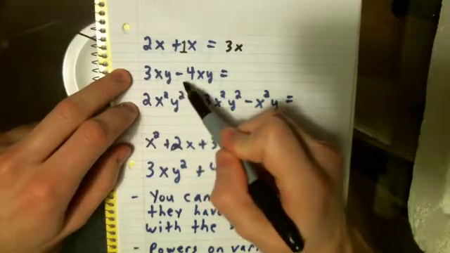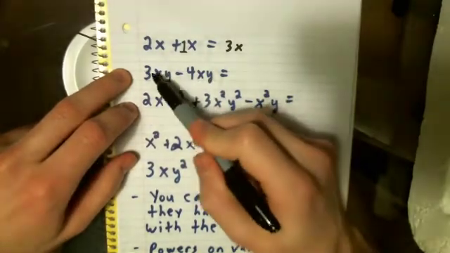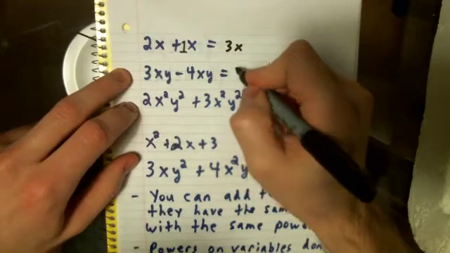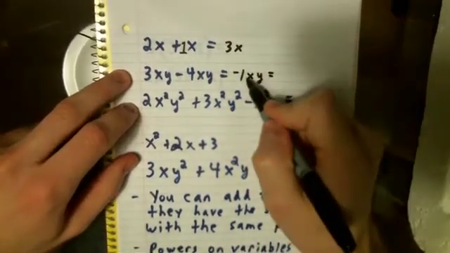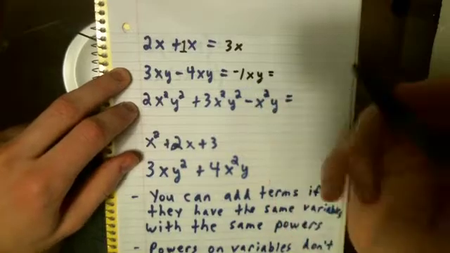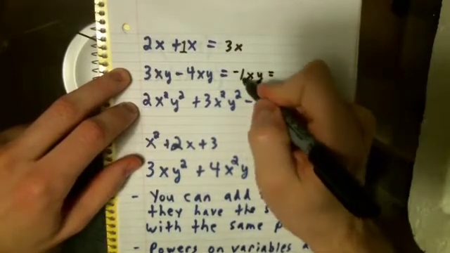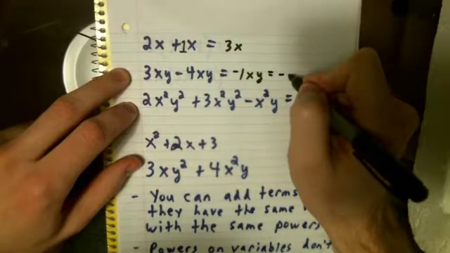If I have 3 xy's and I subtract 4 xy's, well then I have 3 minus 4, which is negative 1 xy's. And since 1 times xy is just xy, when we simplify, we don't include that 1 there, and we just write negative xy.